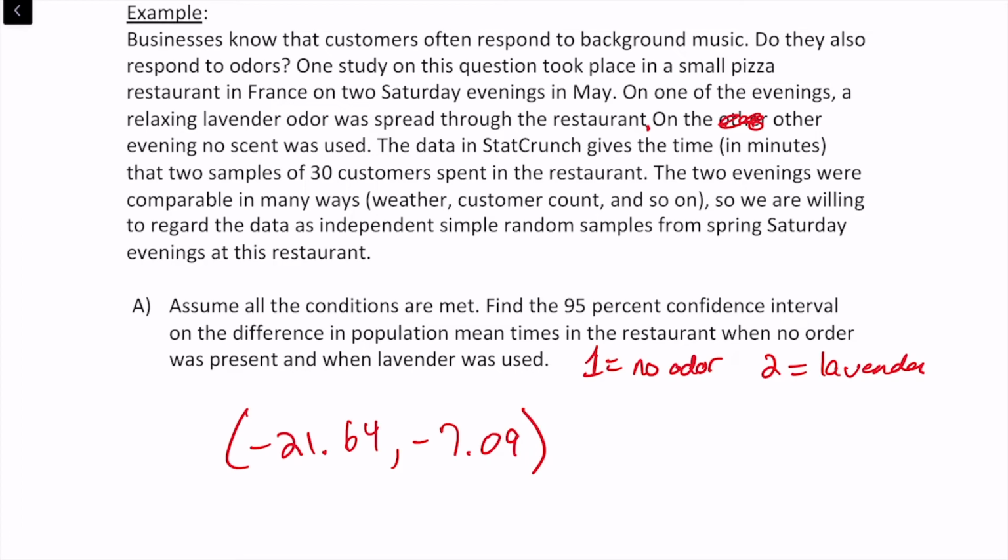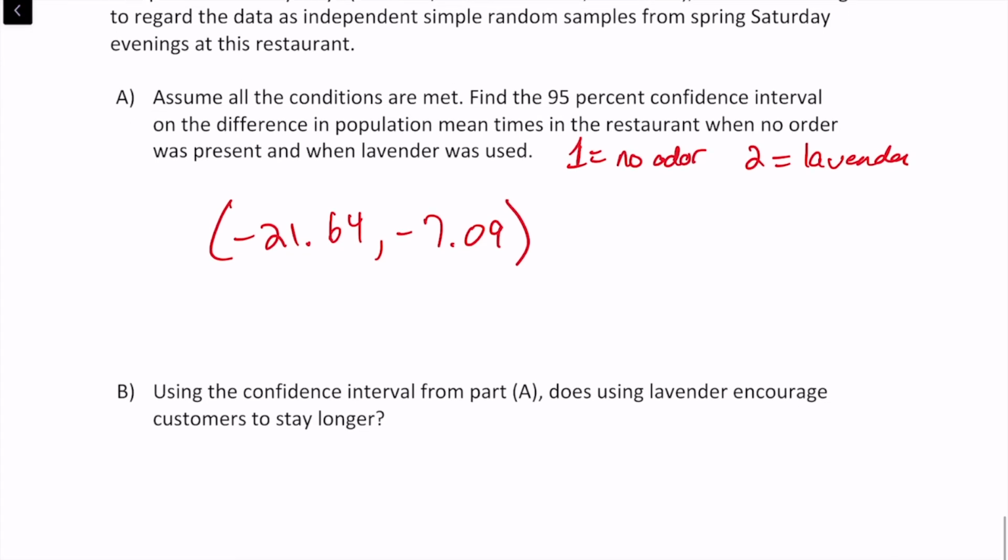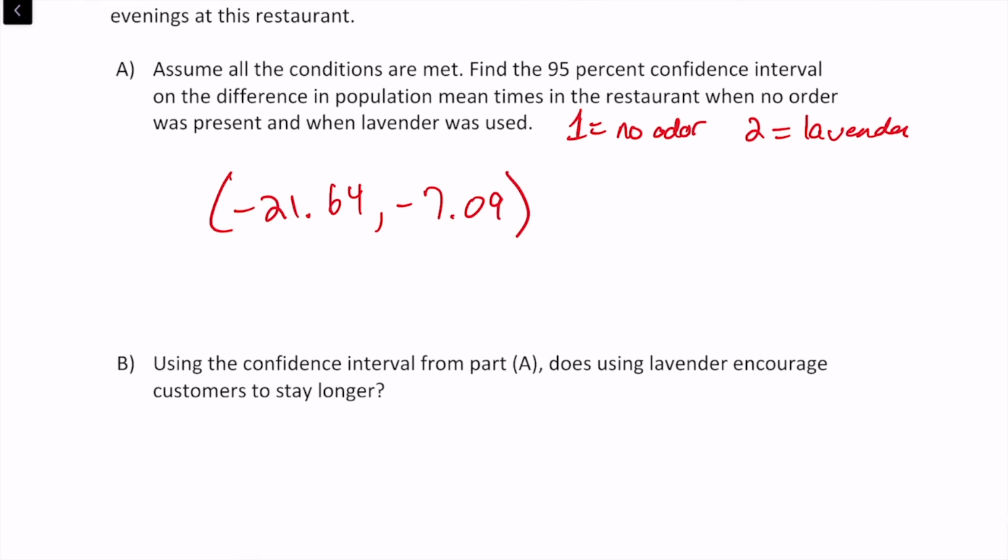Okay, sorry about the technical difficulties. All right, so that is our confidence interval. Okay, so using the confidence interval from part A, does using lavender encourage customers to stay longer? Well, let's look at what will be our interpretation of this, right? Okay, so remember we're trying to estimate mu1 minus mu2, right? Where 1 is no odor, 2 is lavender.